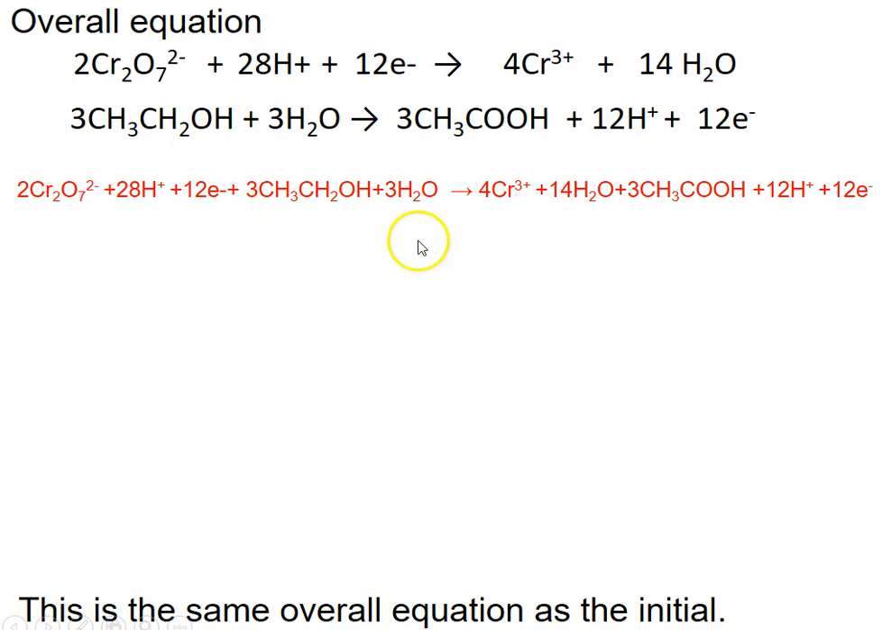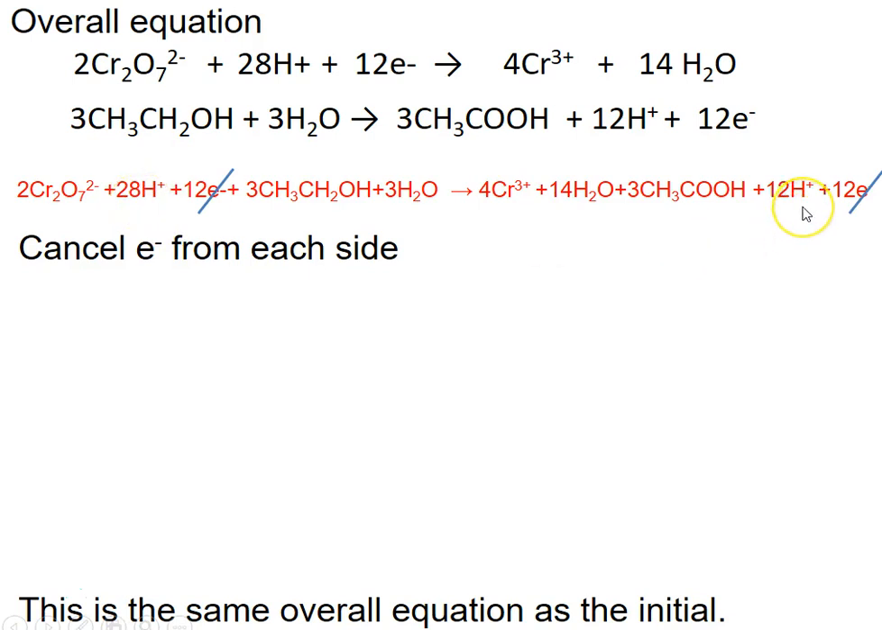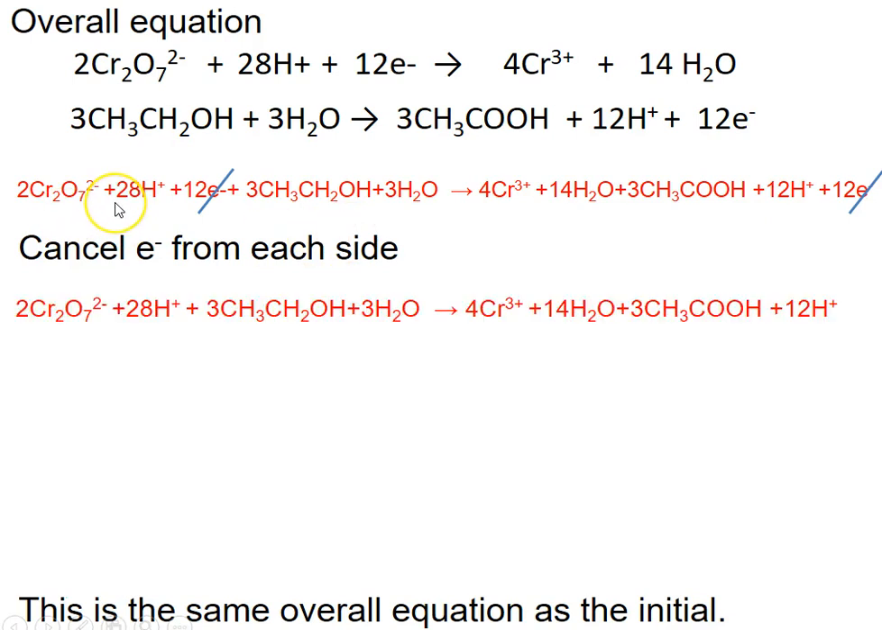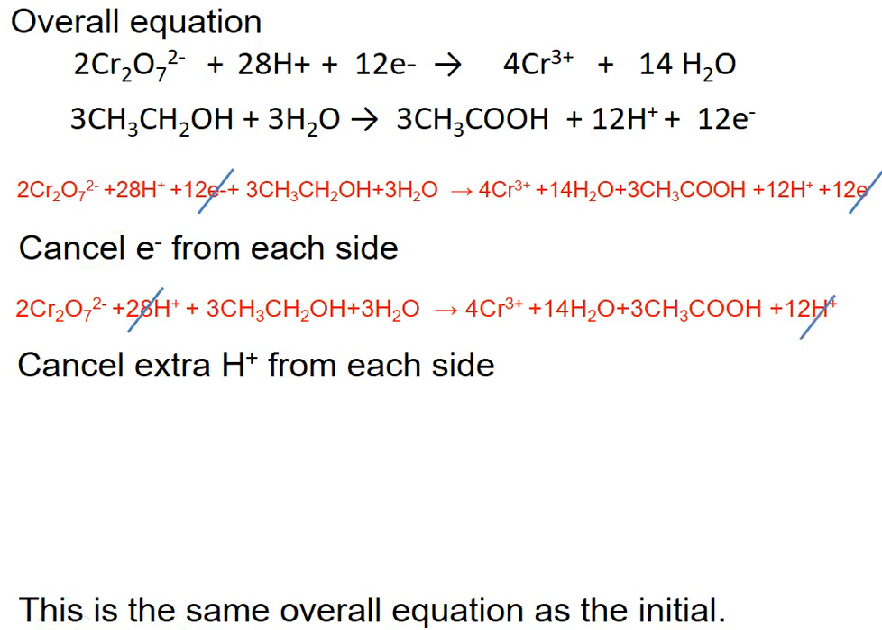So now we have to go about trying to simplify it. We've got 12 electrons here, 12 electrons here. That's the first thing that we need to do, get rid of them. We've got 28 hydrogens on this side and 12 on that side. So we need to get rid of some. We can get rid of 12 from this side and 12 from that side.